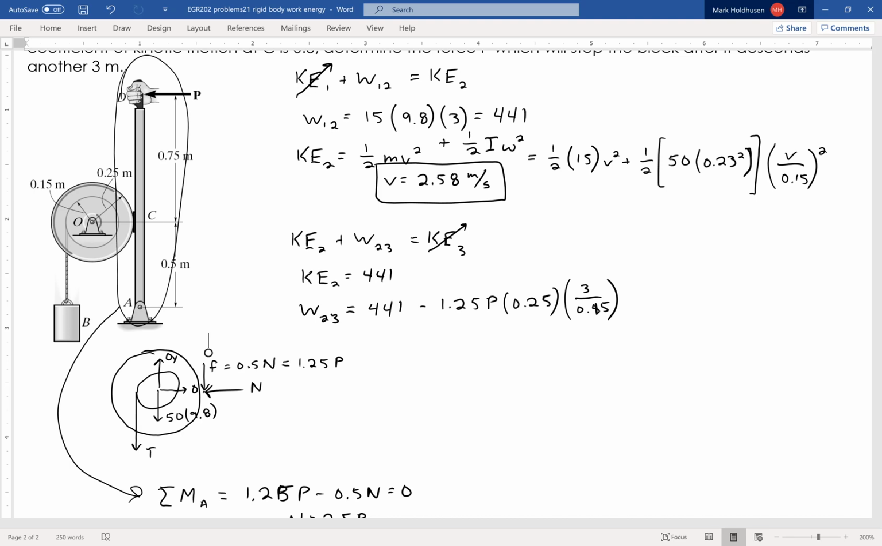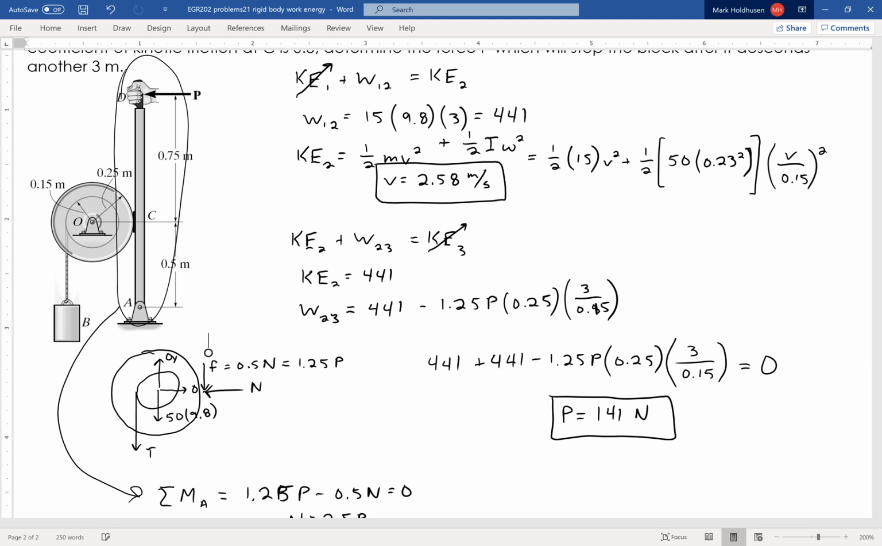So again, I'll go ahead and write this equation. I have 441 plus 441 minus 1.25 P, that's the friction force, times its rotation, which is going to be r times theta. And again, that comes to rest at 0. Solving that equation, I find the P I have to apply up the top to get this to happen is 141 newtons, which will make that thing come to rest after 3 meters.